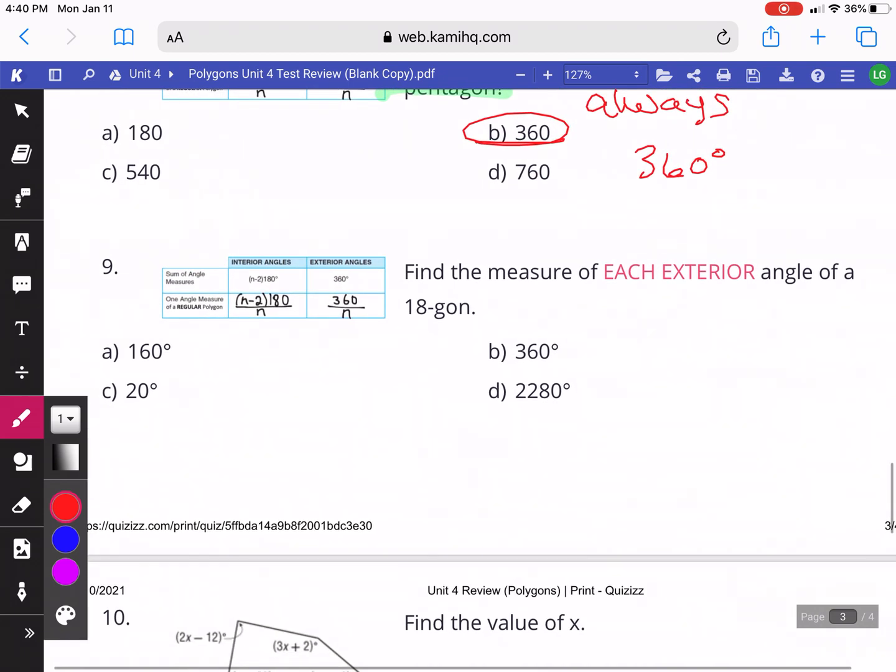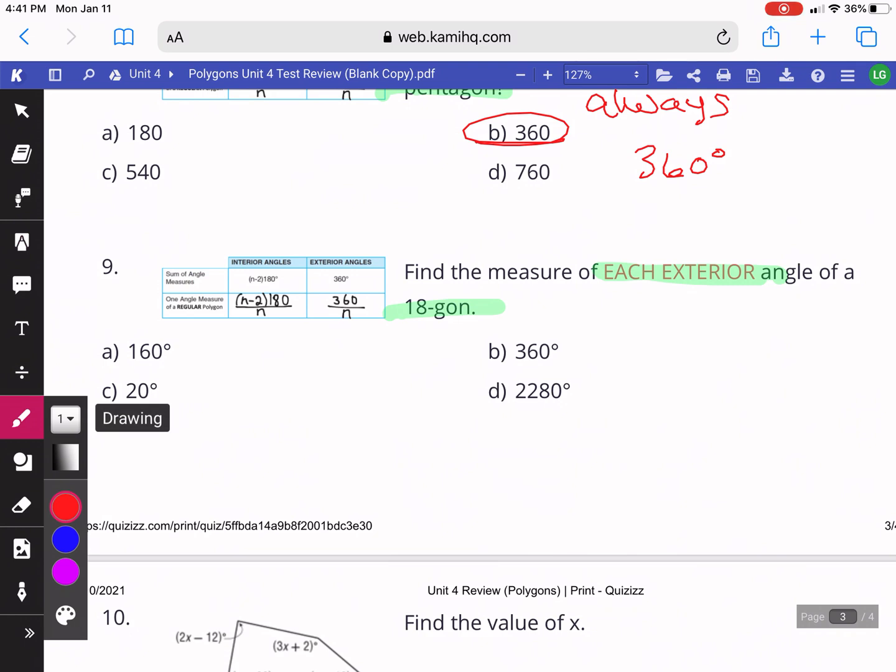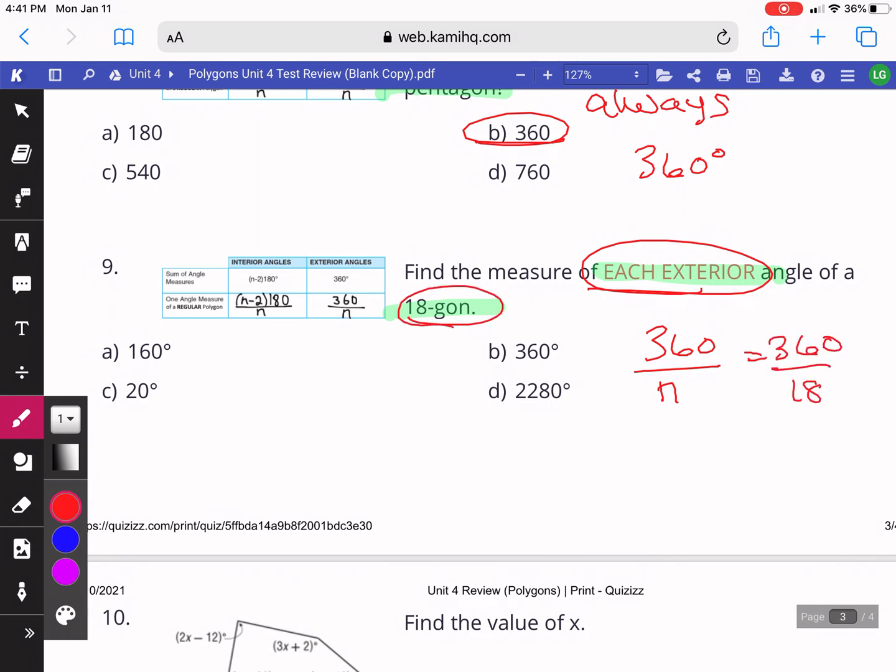This next question wants to know each exterior angle of an 18-gon. Well, the sum's always 360, but if you want each exterior angle, then you do have to divide by the number of sides. So we're going to use the formula 360 divided by n. And here n is 18. So if I do 360 divided by 18, I get 20 degrees as my answer.